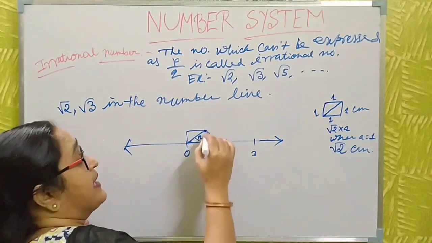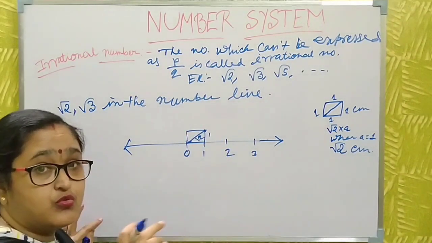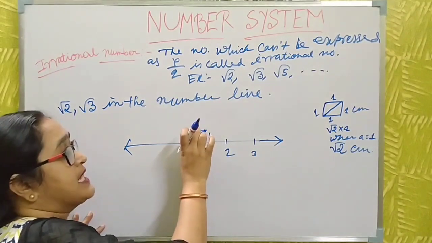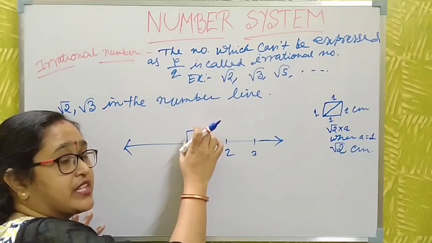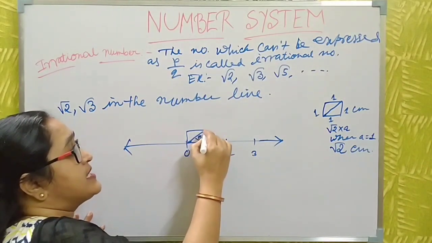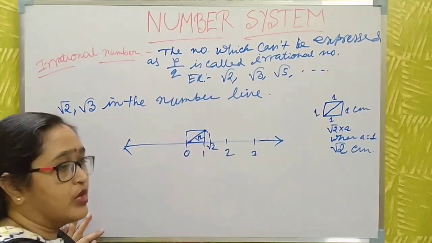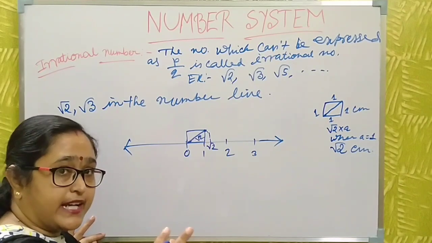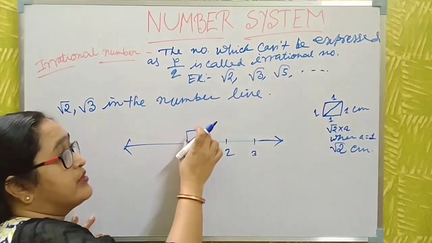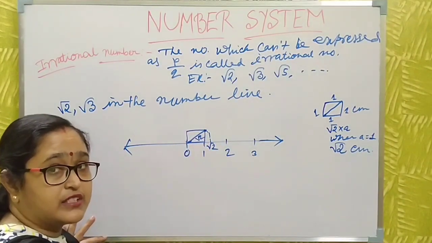Where is root 2? You just put it by using the compass. Put the compass here and take the radius like this, root 2. Then you put the radius on the number line here. This is root 2. Okay. You take a compass and put the center at 0, then you take the radius, then you make an arc on the number line.